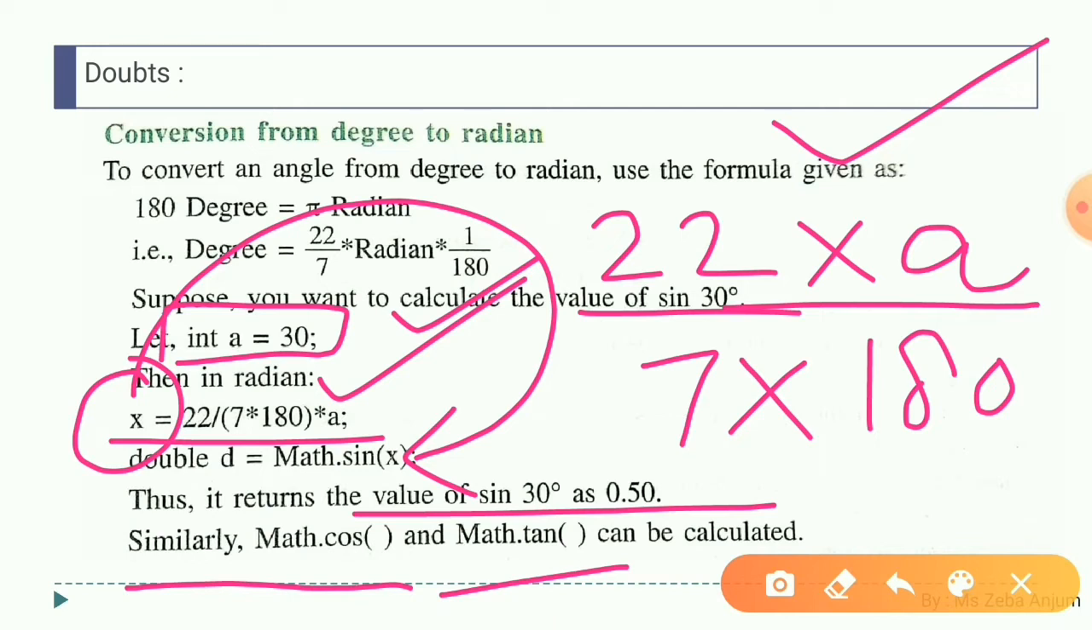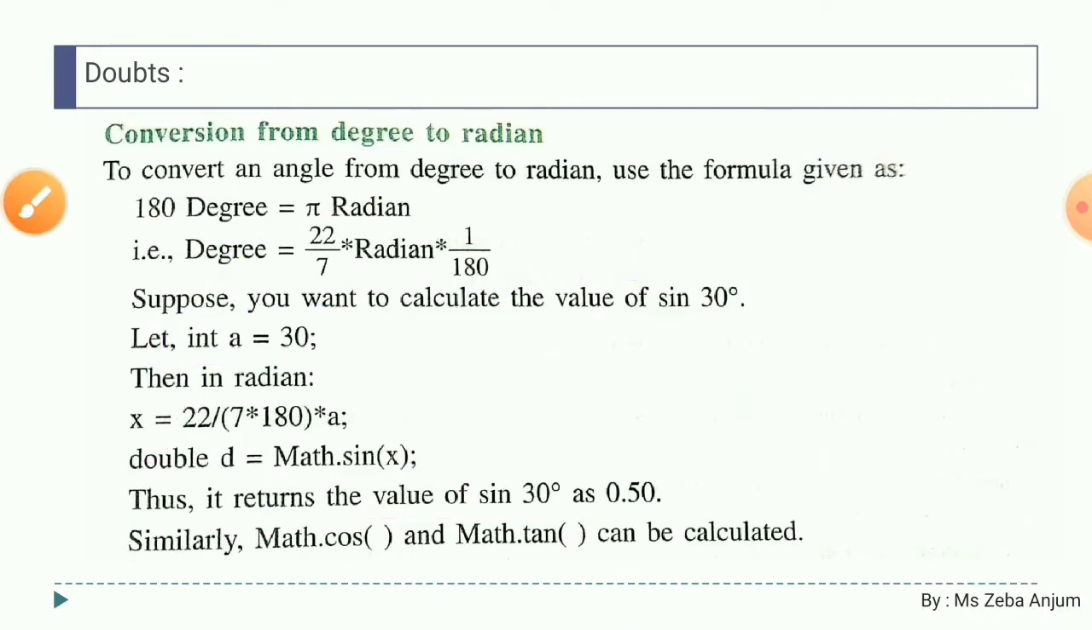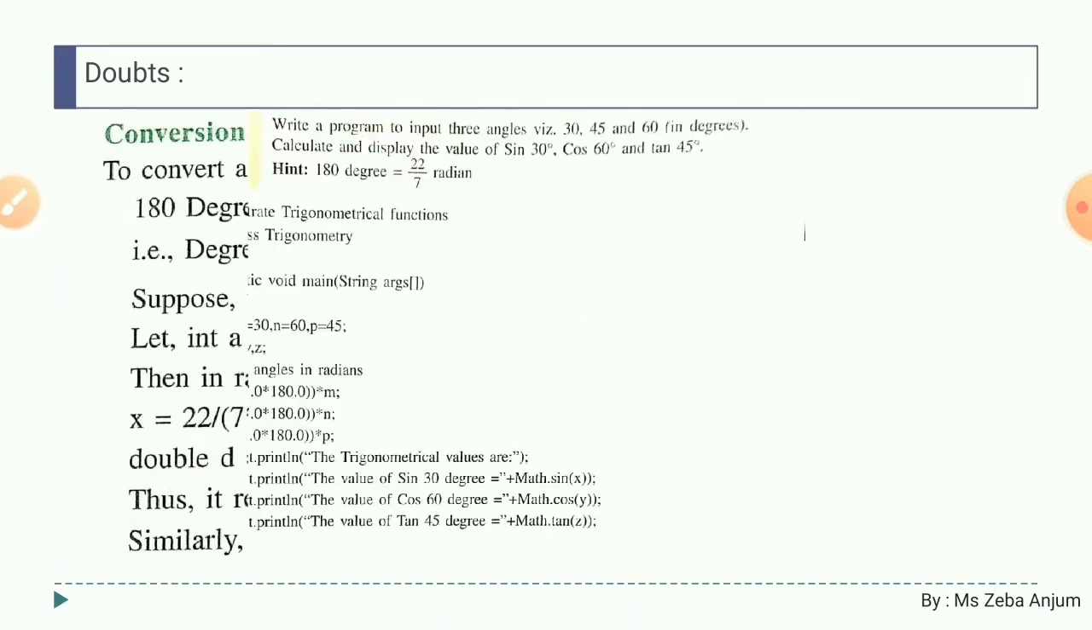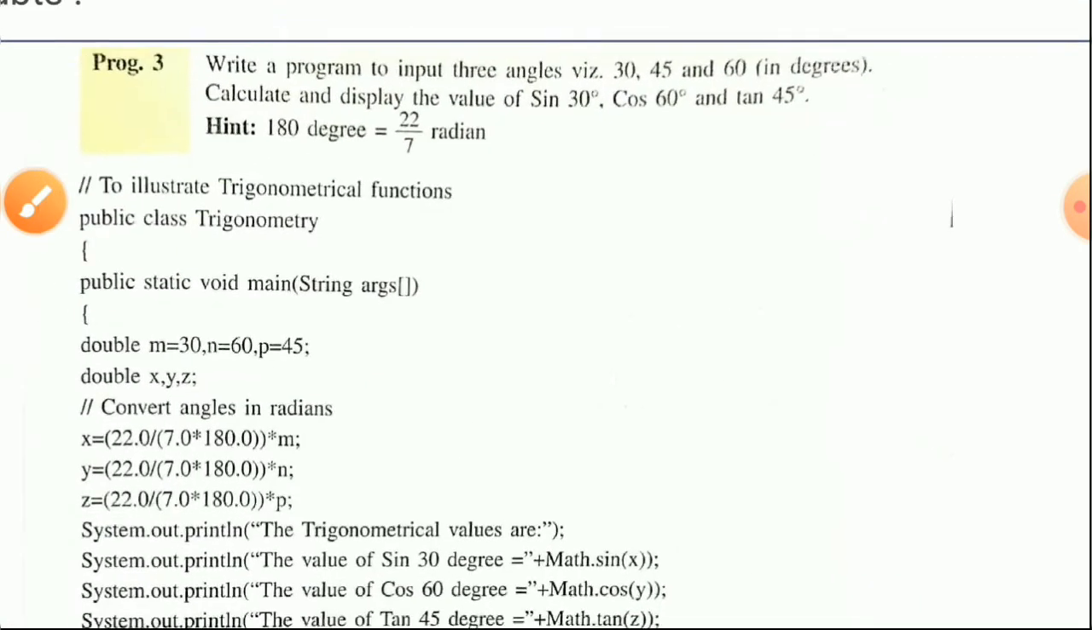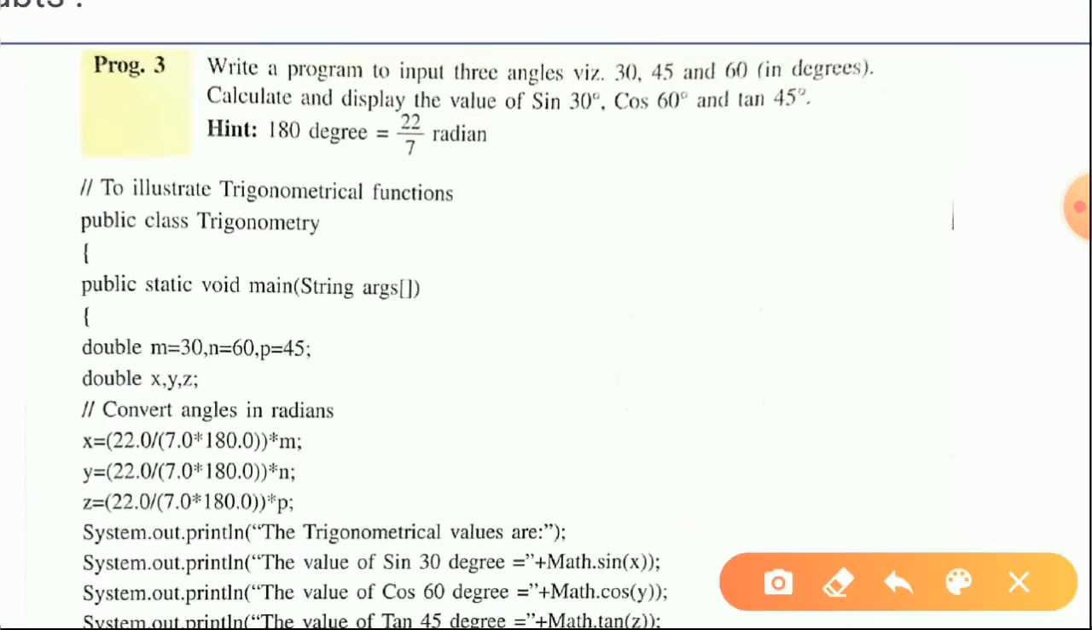Yes, so now moving forward we are having one more example for the same, basically a sample question. Now over here also we have done the same thing. See, firstly the question: write a program to input three angles 30, 45, 60 in degrees. Calculate and display the value of sin 30, cos 60 and tan 45. This is what we have to calculate over there, and we are having this 30, 45, 60 in degree. So firstly we have to convert it into radian.